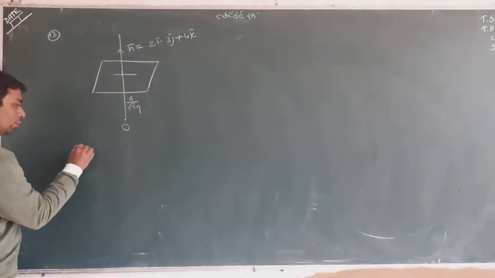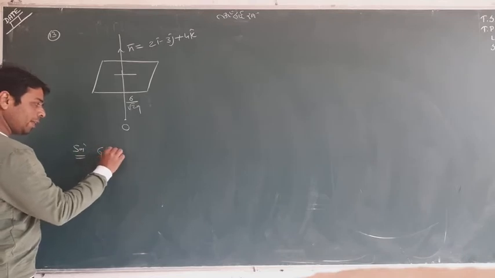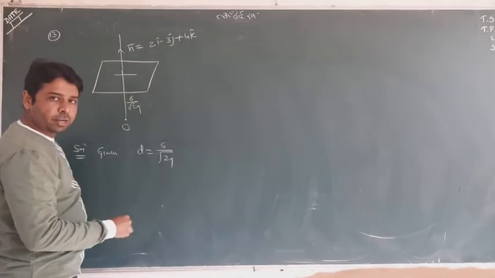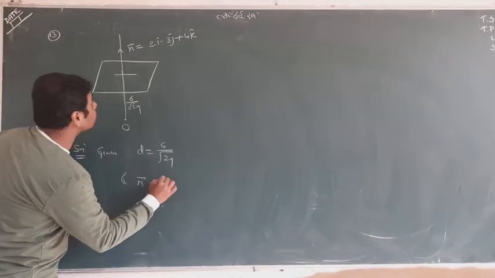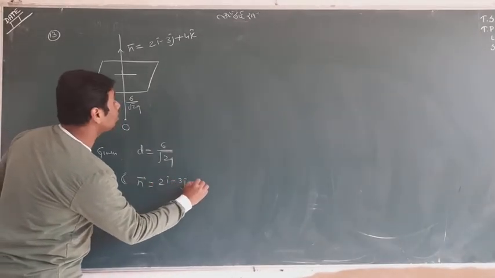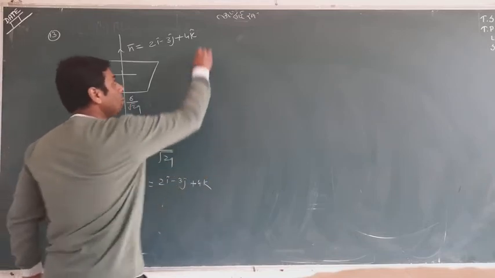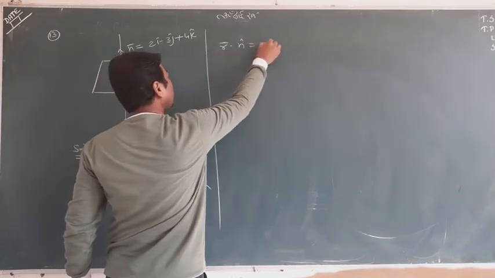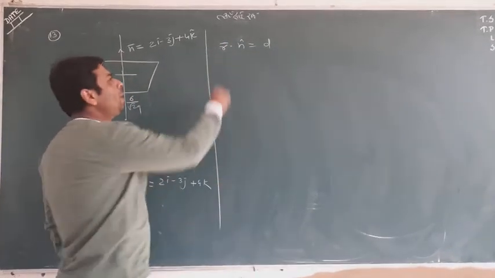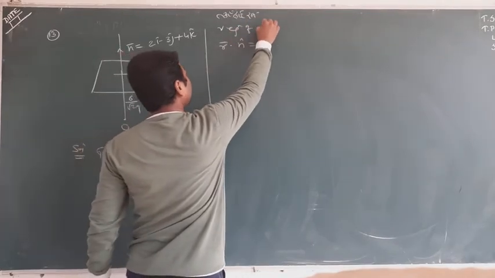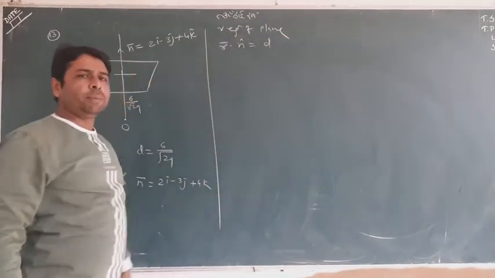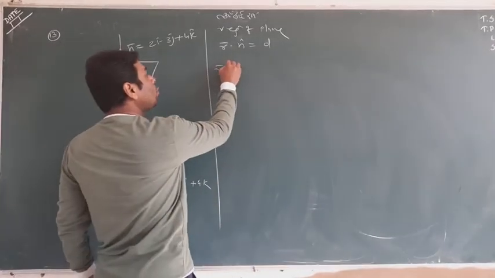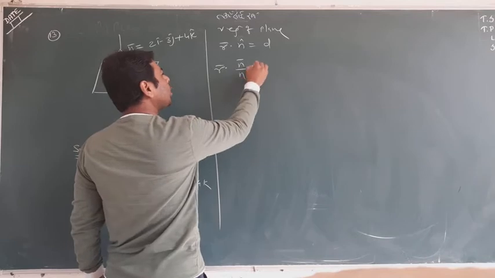So you will write the solution: given that the perpendicular distance is 6 by root 29, which is called d, and n is a normal vector which is 2i minus 3j plus 4k. Now you will go with the formula. That formula was r dot n cap equal to d. This is the vector equation of the plane. Why do I use this formula? Because d is given. And what is n cap? Vector n upon mod n is equal to d.